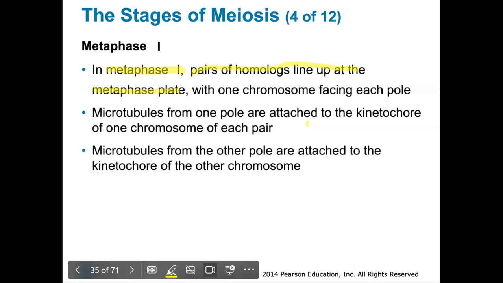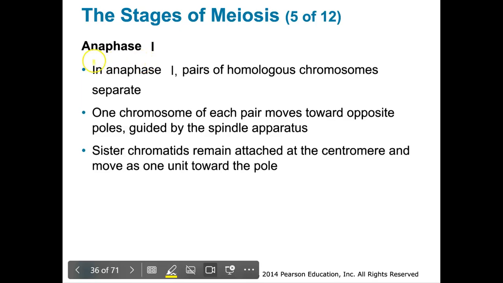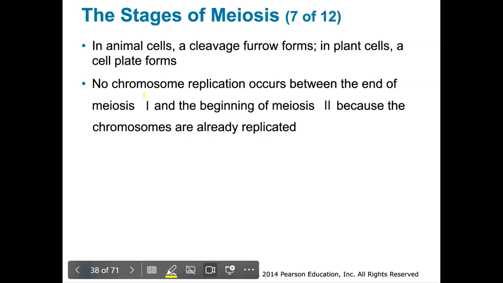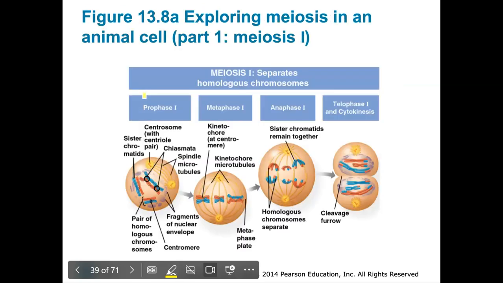It's called independent assortment. Then we have anaphase 1, and here it's worded differently than it is in anaphase of mitosis. In anaphase 1, instead of saying sister chromatids separate, we're going to say homologous pairs separate. Sister chromatids actually remain together, and they don't separate until meiosis 2. And then you have telophase 1 and cytokinesis, which are identical to what we've seen before. And this is what meiosis 1 is going to look like.